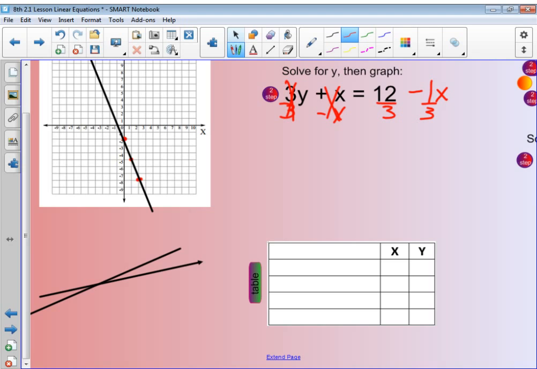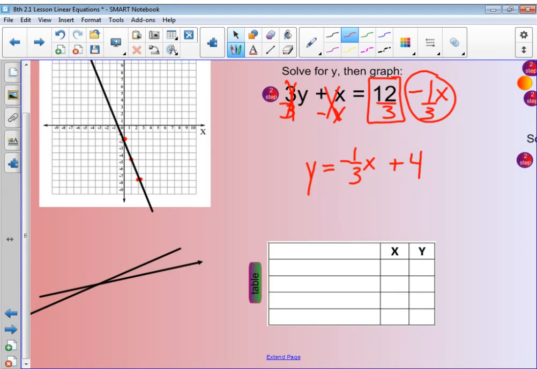So I end up with y equals, I'm going to go ahead and put my x first, and I have to remember that that negative sticks with that 1/3. So negative 1/3 x, and then this would give me 12 divided by 3 is 4, and that's a positive 4, so I'm going to say plus 4.